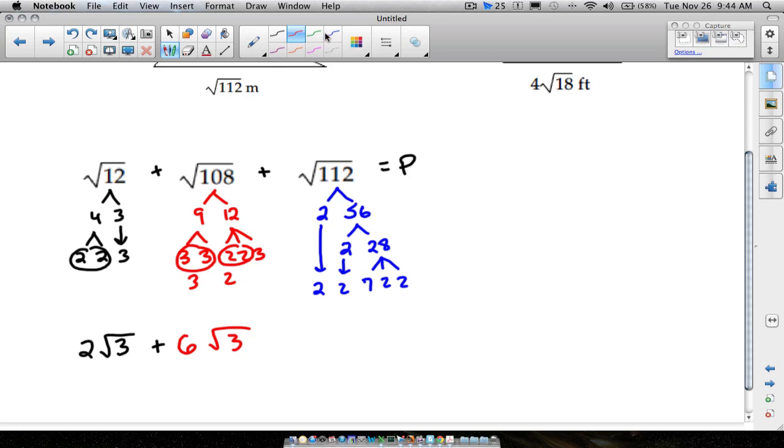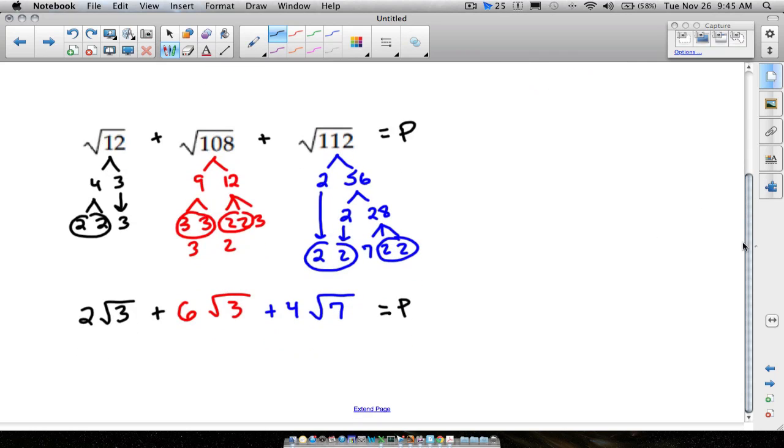And then the 112, we can pull out one group of 2's, two groups of 2's. So therefore we have plus 4. And this one has a square root of 7 left over. And this is equal to P. So be careful here. No need to second guess yourself. You didn't do this wrong as long as it looks like this.